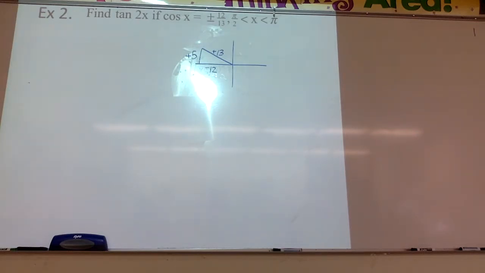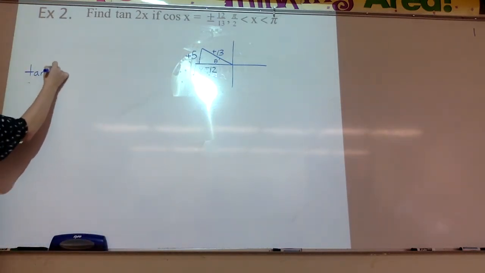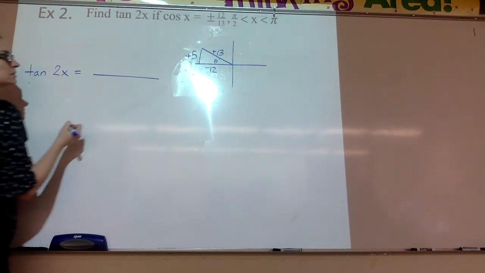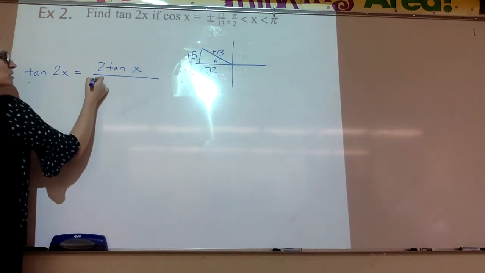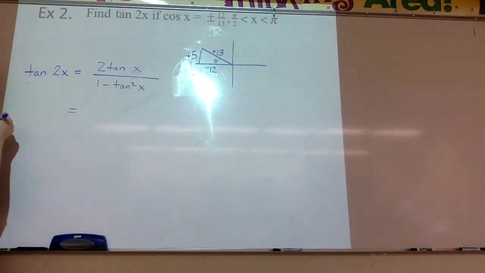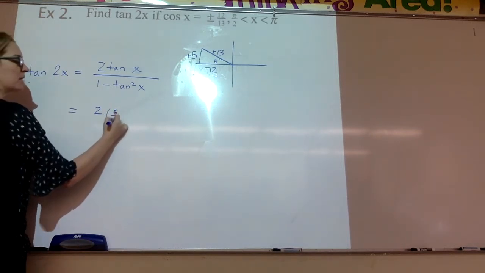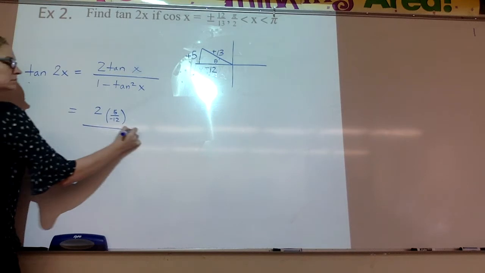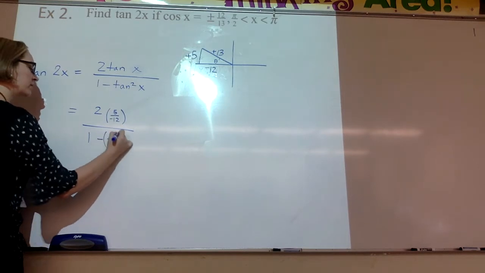All right, so does anyone have a question about the blue triangle on the board? Anybody? Theta prime is here. What's the formula for tangent 2x? Tangent of 2x is equal to, read it off. 2 tangent, okay, so I'm going to use x, because I used x, over what? Okay, so let's go ahead and put this in. 2 times the tangent of x is what? 5 over negative 12? Over 1 minus 5 over negative 12 squared.